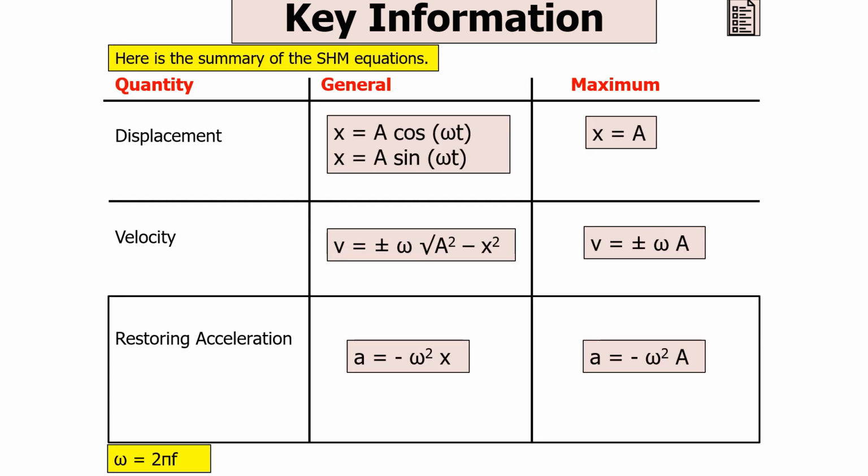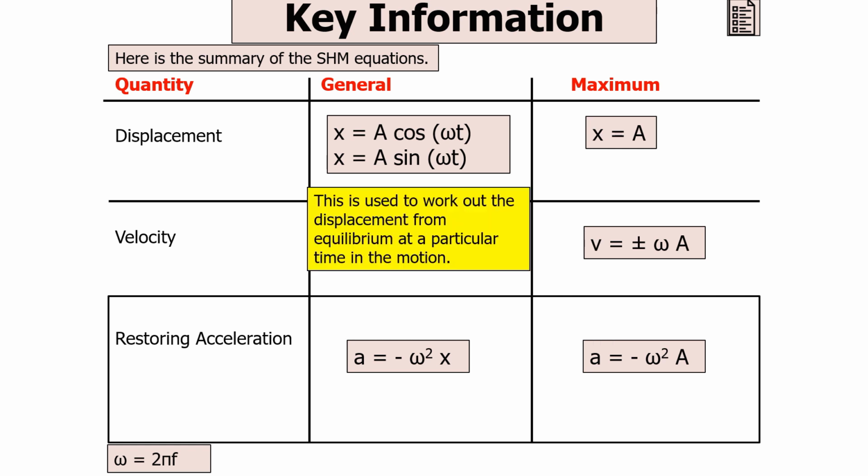So here we have a summary of the simple harmonic motion equations. The general displacement equation is x equals A cos omega t or A sin omega t. The maximum displacement is x equals A. The general velocity is v equals plus or minus omega times the square root of A squared minus x squared, and the maximum velocity is v equals plus or minus omega A. The restoring acceleration is a equals minus omega squared x in general, or for the maximum value, a equals minus omega squared A. Remember, our restoring acceleration equations give us the condition of simple harmonic motion.